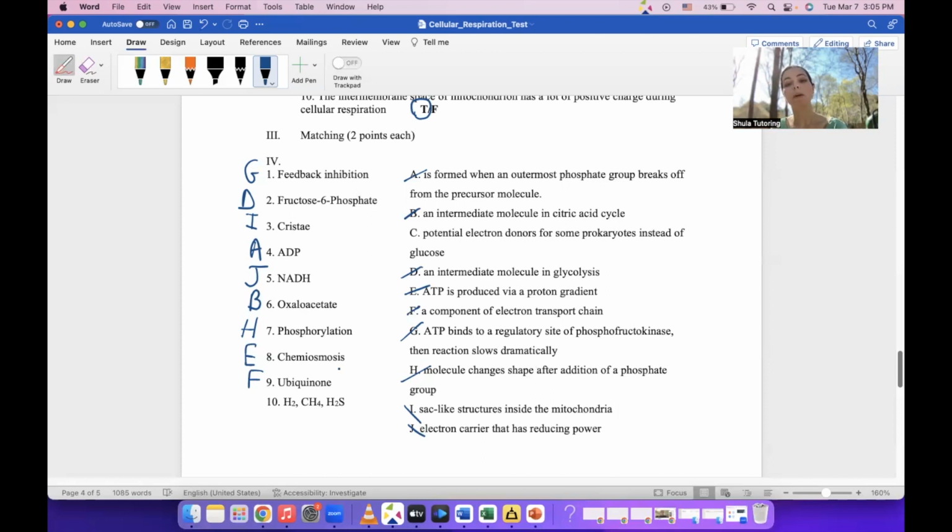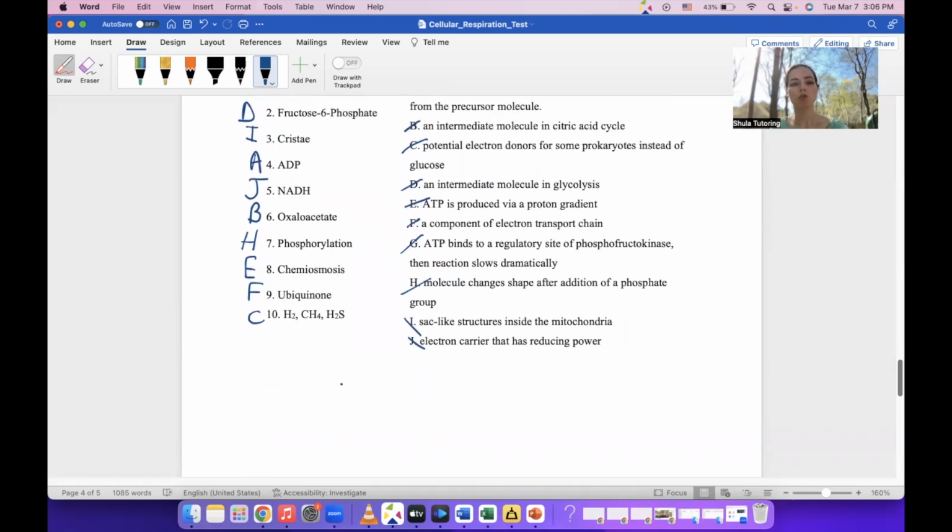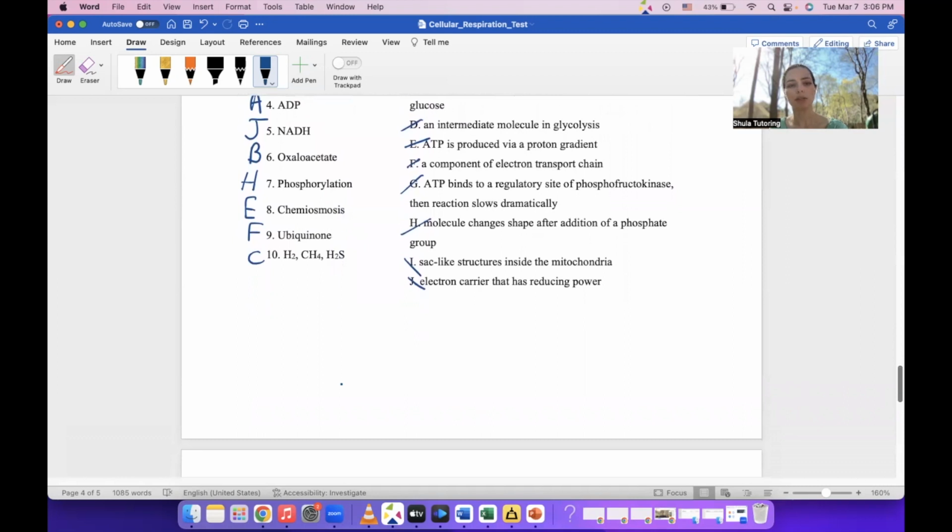So that's one of those molecules that are part of electron transport chain. It's a very mobile molecule. So other molecules that are part of electron transport chain, they're just embedded in the membrane. Ubiquinone can move. So that's why it's very important. It accepts electrons, but it also transports them. And then 10, we're left with choice C, potential electron donors for some prokaryotes instead of glucose. So some prokaryotes won't have access to glucose necessarily or won't be able to metabolize it. So they will use H2, CH4, or H2S for that purpose.